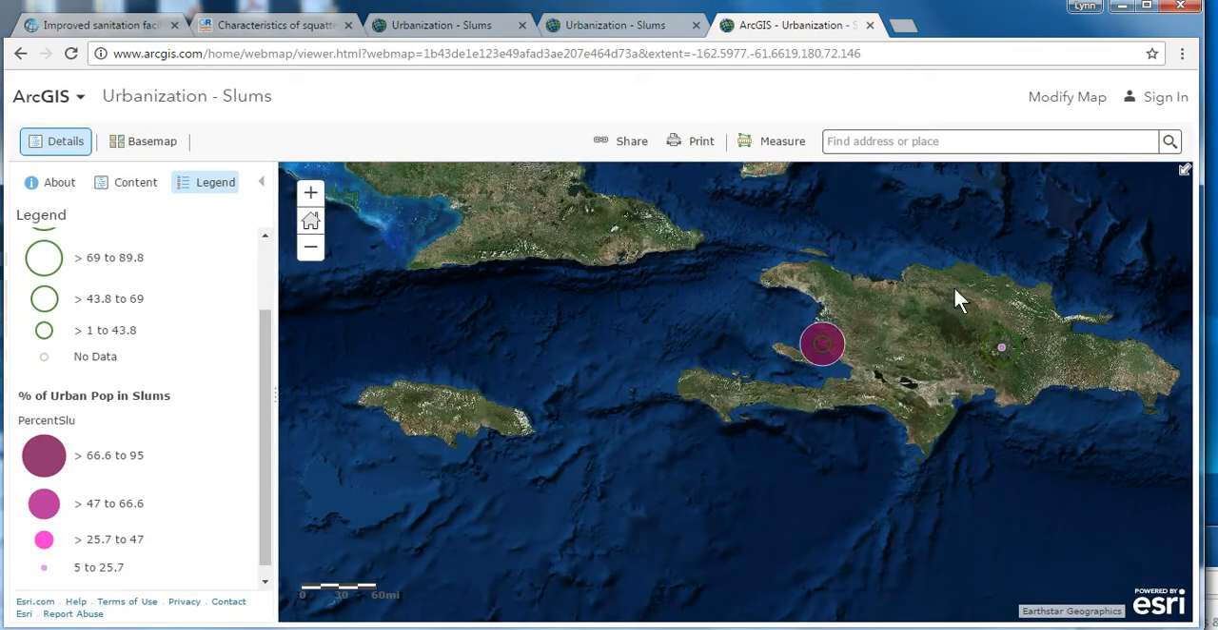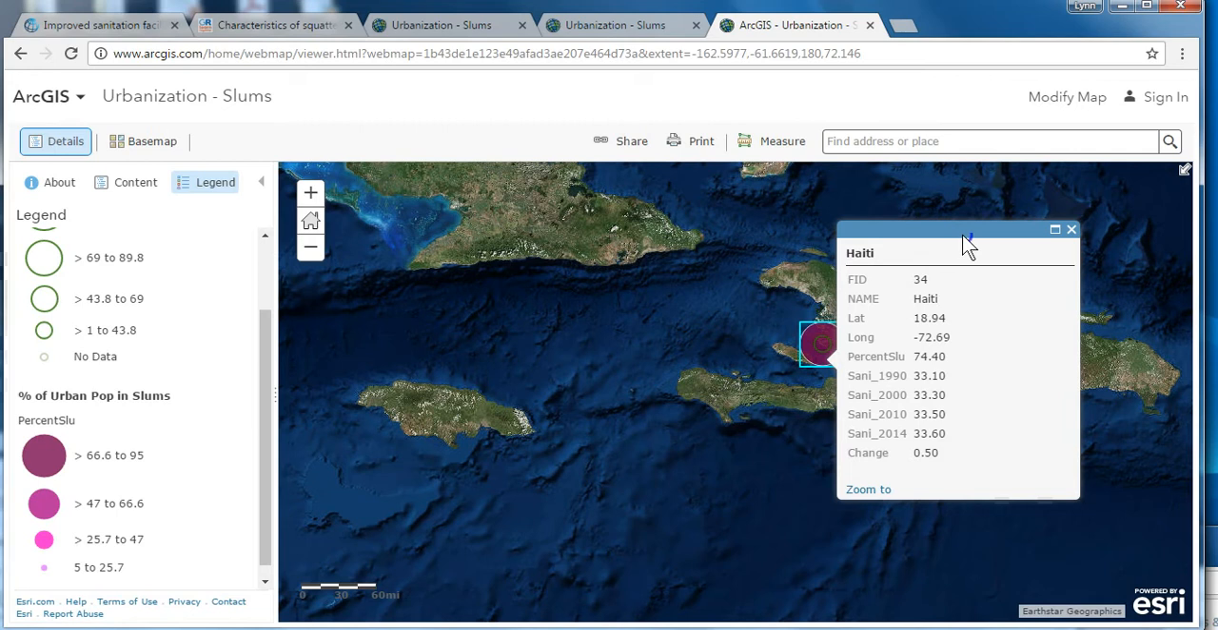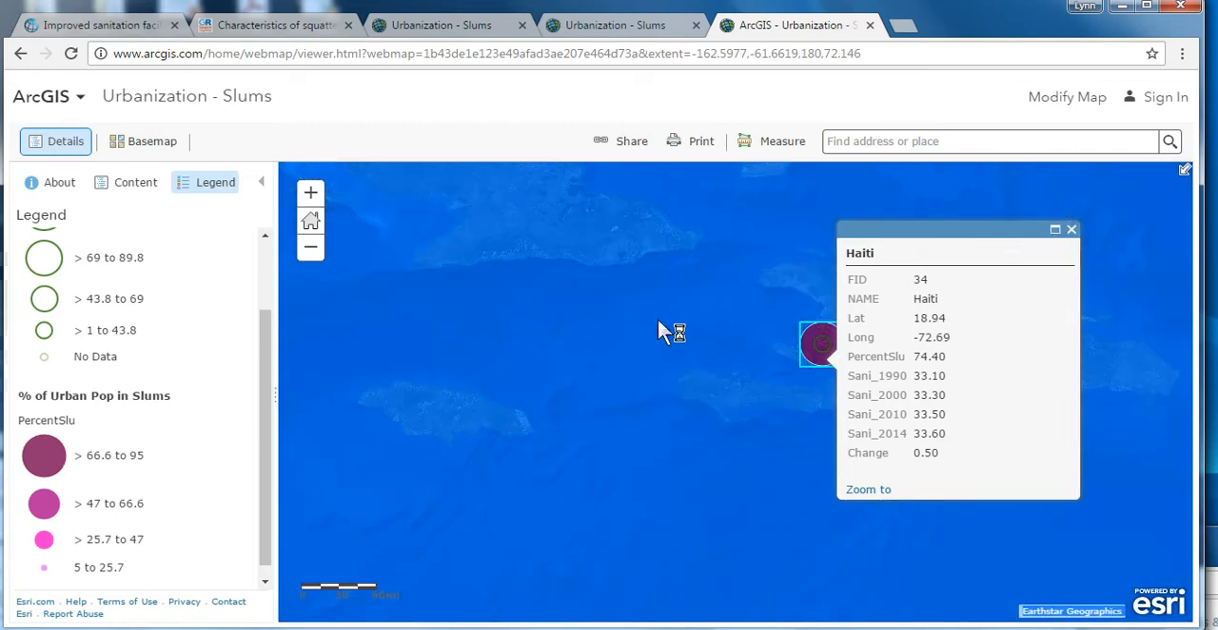So I'm going to compare that to Haiti. When I look here, I see that the green circle is small, meaning they don't have a high percent of sanitation, but the purple circle is pretty big, meaning that they have a lot of people living in slums. So if I click on this, it shows that about 74% of the population in urban areas in Haiti is living in substandard housing.